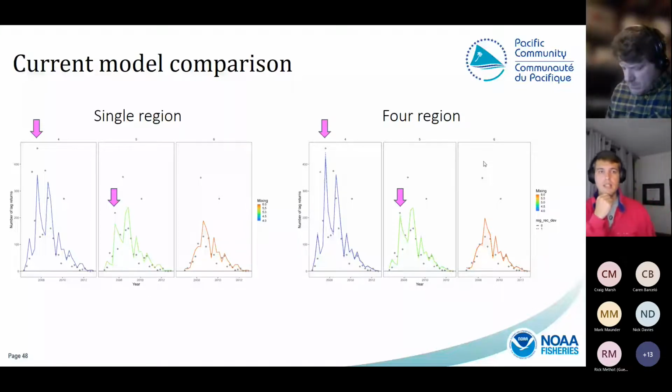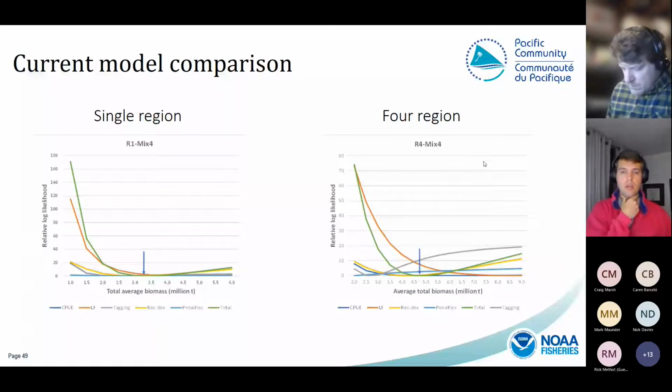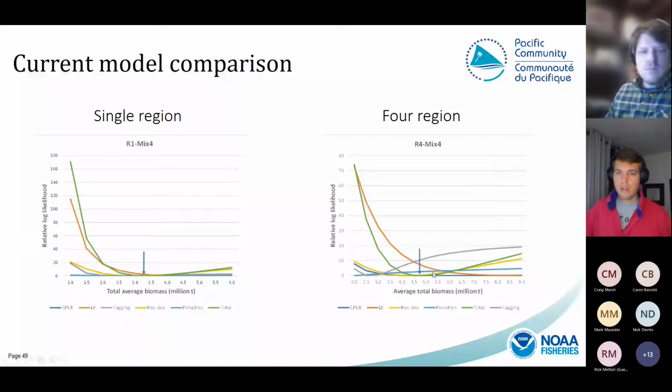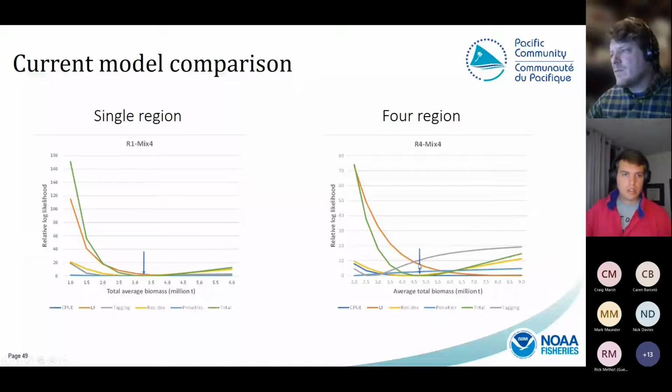When we looked at the likelihoods between the two different models, it was actually interesting to see that the 4-region model had more conflict. So this gray line is the tagging data, and it doesn't appear to be in agreement with the overall minimum, it is in conflict with the length data in orange, and you don't see that so much in the single region model, which was kind of interesting. You would have thought that if there was more conflict, it would be in the single region model rather than in the 4-region model. So that was a bit of an unexpected result.